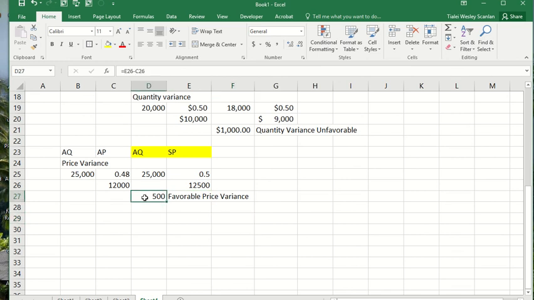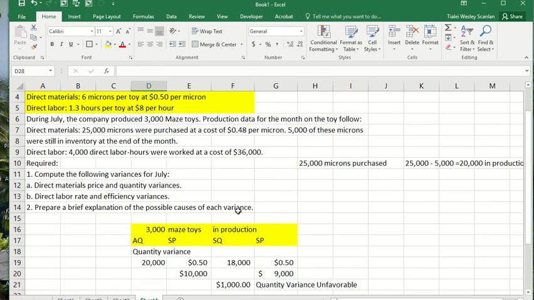And again, you can check this by doing 25,000 times the difference in price, and it's going to be favorable. Or sorry, if you wanted to do it this way, remember, if it's negative, then it's favorable because you paid less than you were expecting. So we're done for the price and quantity variances. I'll start the next video for the direct labor and efficiency variances.